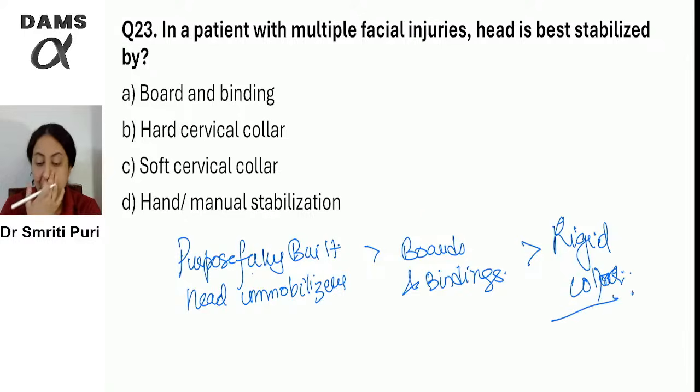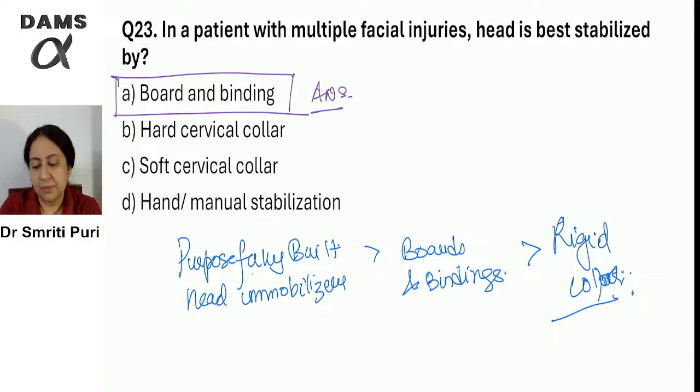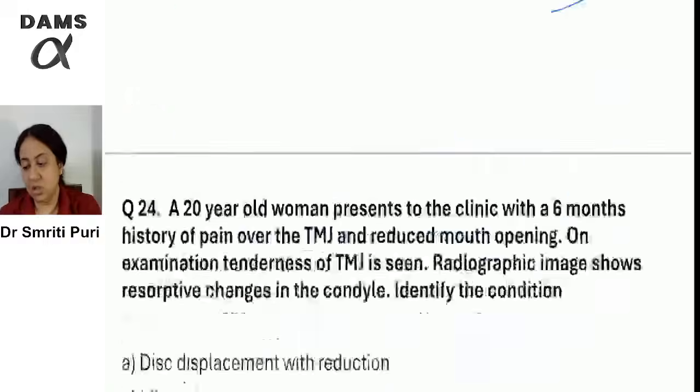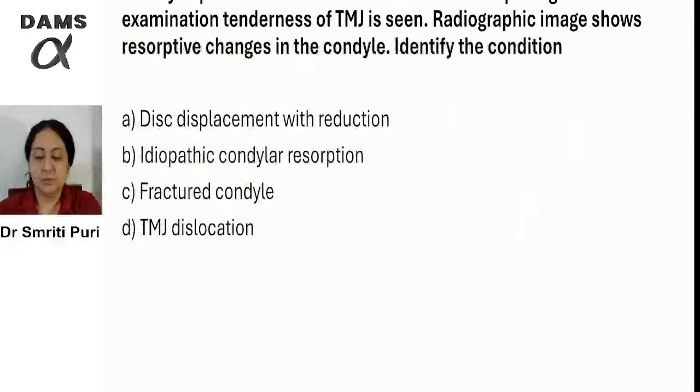Followed by rigid collar. So the correct answer here is board and bindings. Please remember this sequence on how to mark the correct answer, and last year also there was a question on this. Now coming to question number 24.